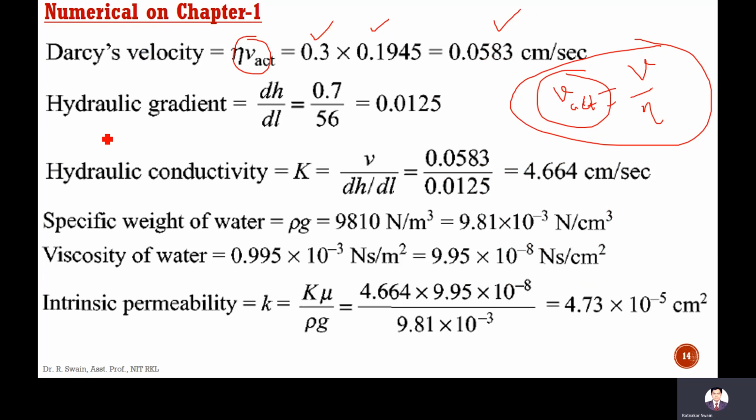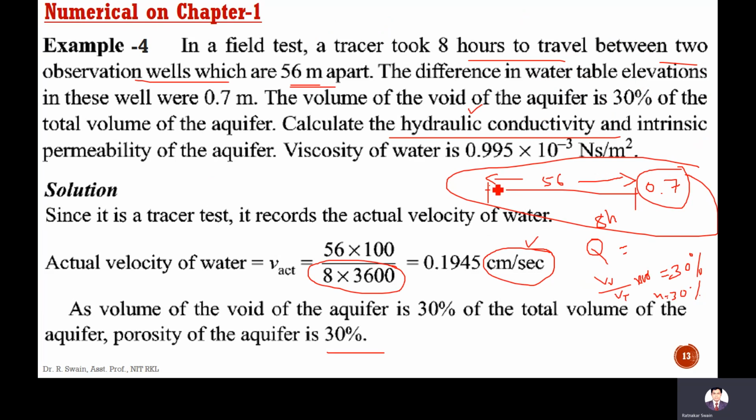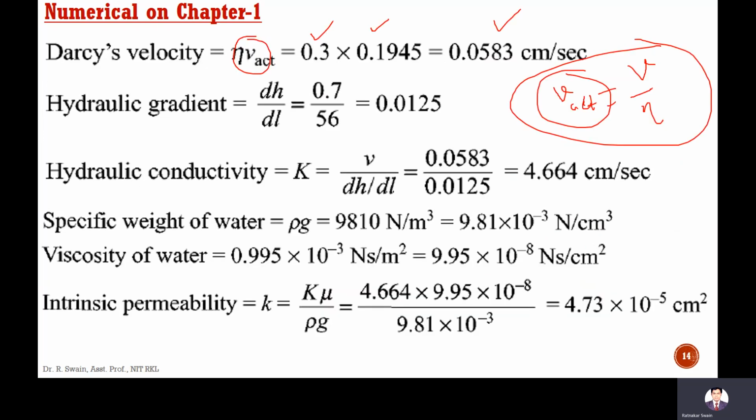So now hydraulic gradient. The drawdown is 0.7 from this well to this well. Water table elevation difference is 0.7, so hydraulic gradient will be 0.7 meter divided by 56 meter. So it will be 0.0125. Both are in meter, so unit conversion is not required.